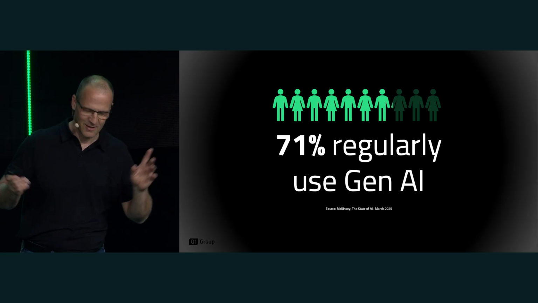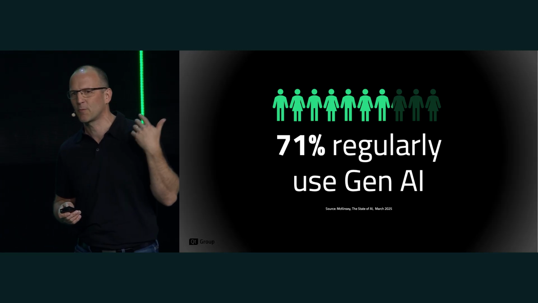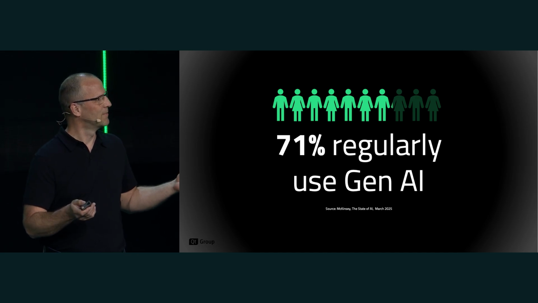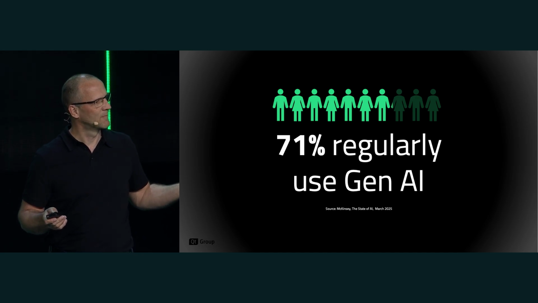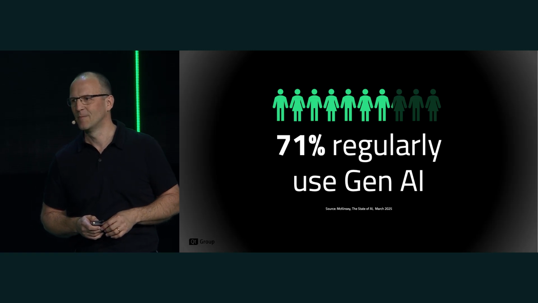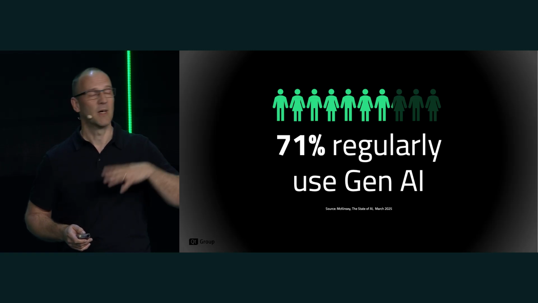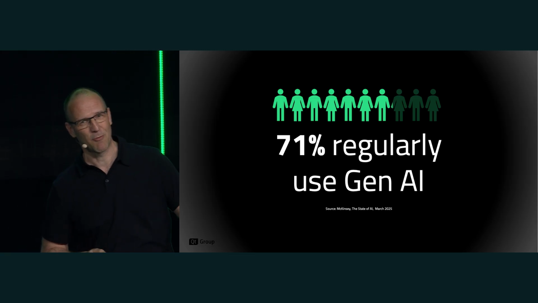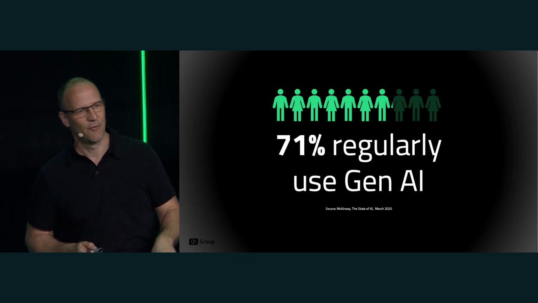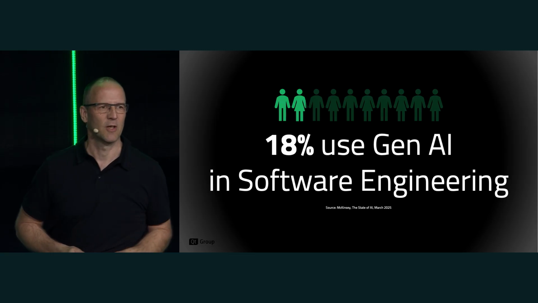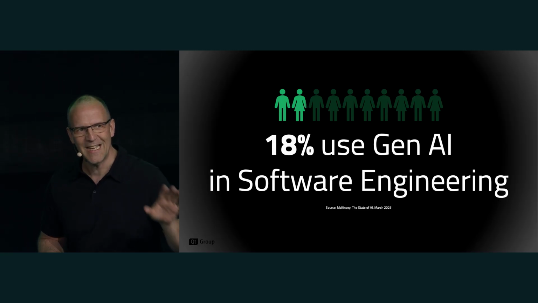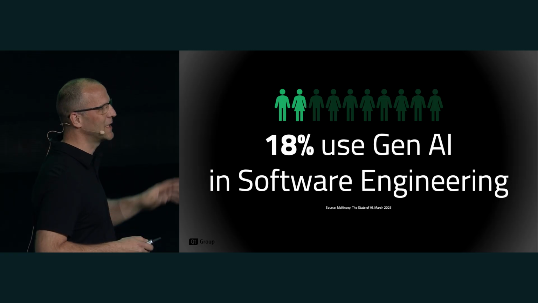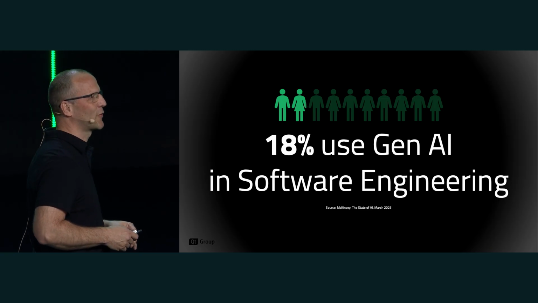McKinsey just did this study in March 2025, so it's pretty new. How about the business we are talking about here, software development, software engineering? How does it look there? How many people, based on the research from McKinsey in March, are using it? 71% is the starting base of all, and only 18% of respondents in this research said, we use Gen AI in software engineering.